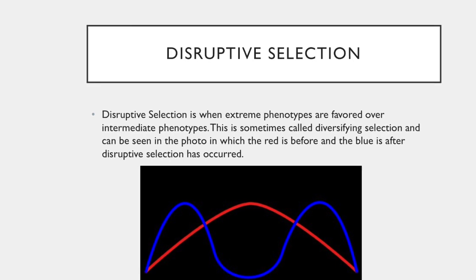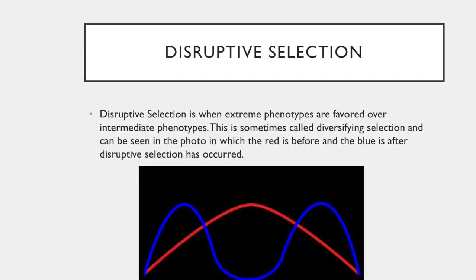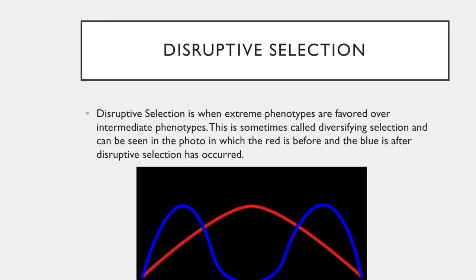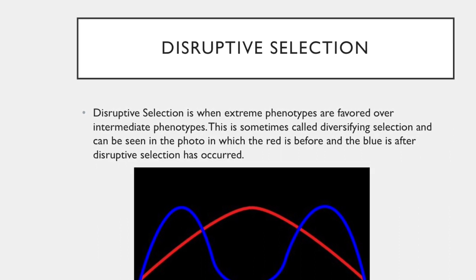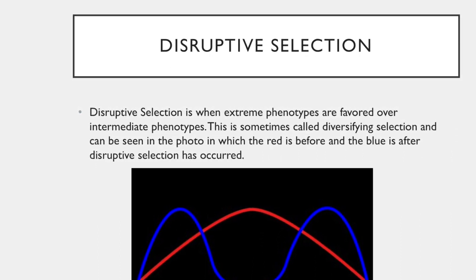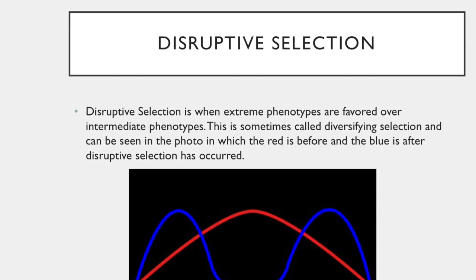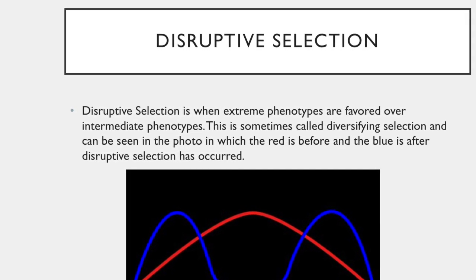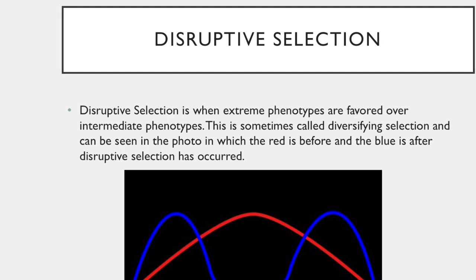Disruptive selection is when extreme phenotypes are favored over intermediate phenotypes. This is sometimes called diversifying selection, and also there's a photo here to show you where the blue is after disruptive selection, the red is before.